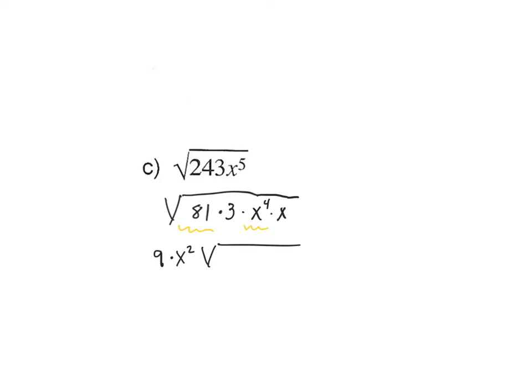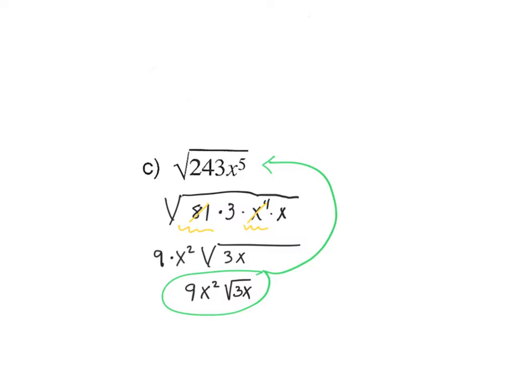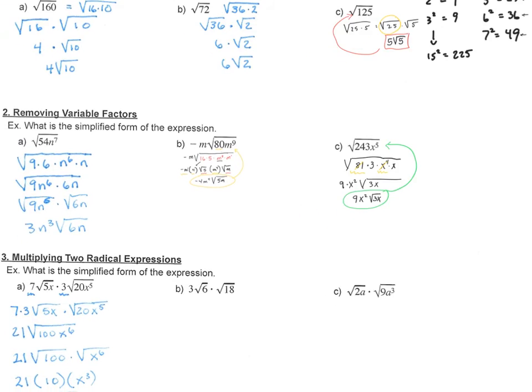And I'm going to have some stuff left in the radical. So I've simplified those two, leaving behind 3x. And of course, just clean that up some. And that is my simplified expression for that right there. All right, so let's see, what do we have left?